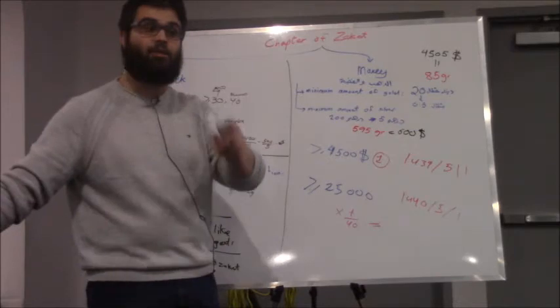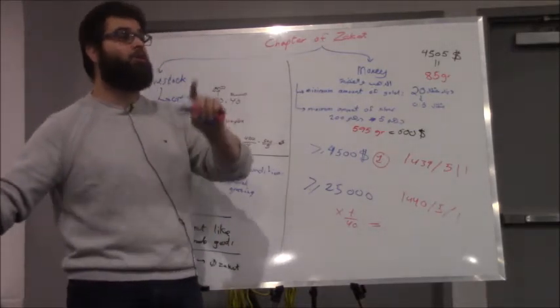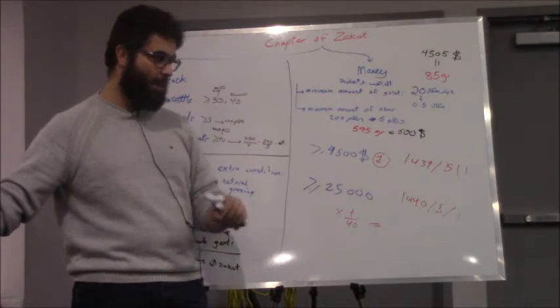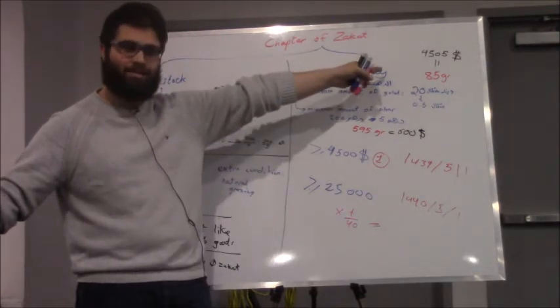Meaning the Sharia is not asking you how much money you're making. It's saying, how much money do you have? How much gold and silver do you have right now? We look at currency because it's backed up by gold and silver.